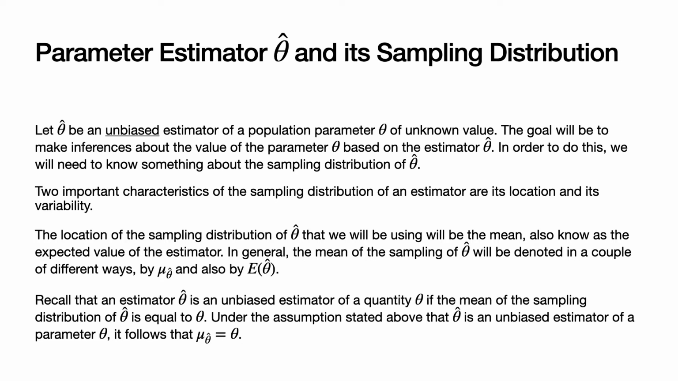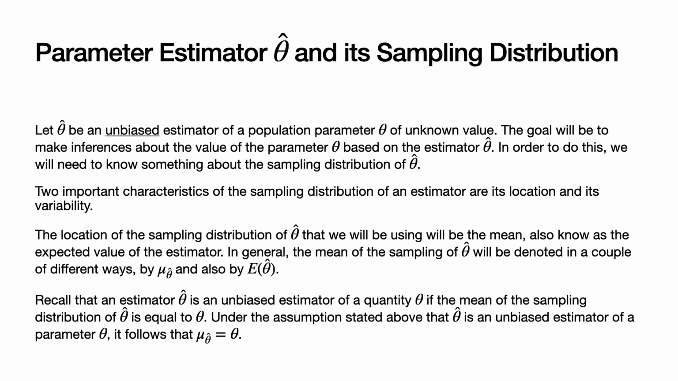So let's look at the underlying framework in which we'll be operating. Let theta hat be an unbiased estimator of a population parameter theta of unknown value. The goal will be to make inferences about the value of the parameter theta based on the estimator theta hat. In order to do this, we're going to need to know something about the sampling distribution of theta hat.